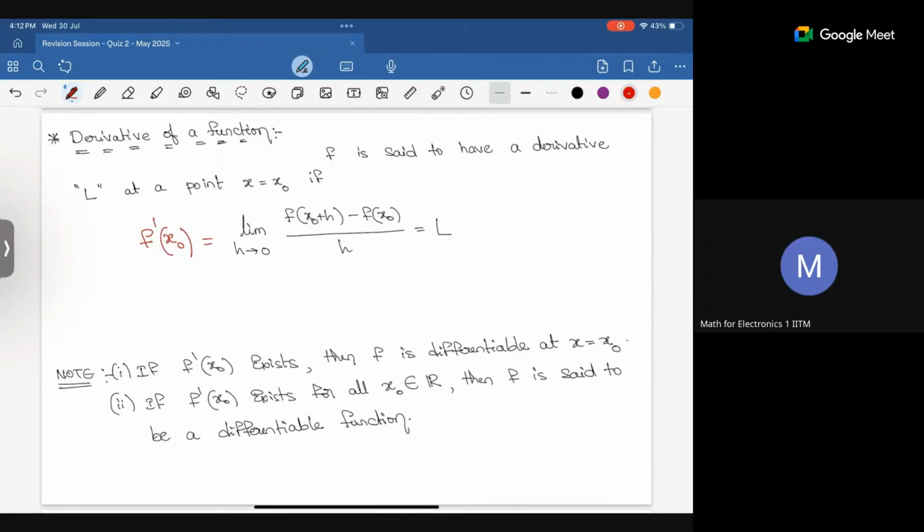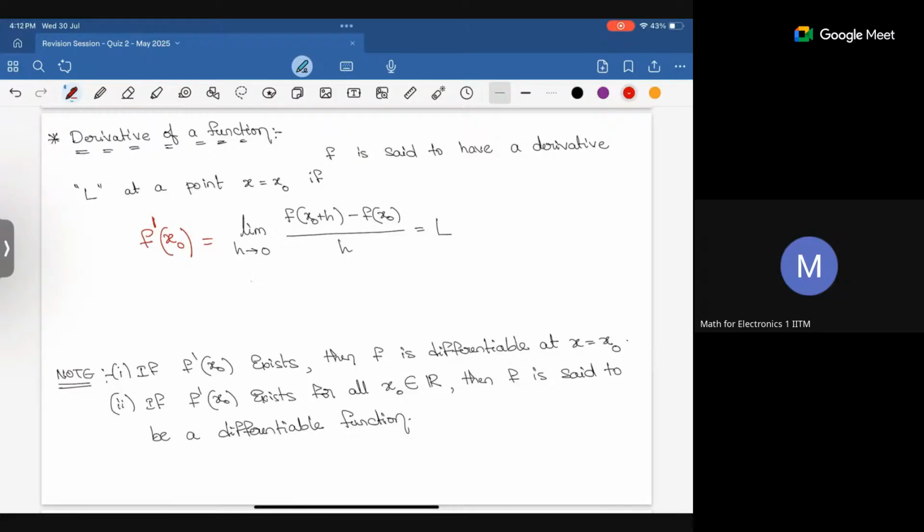This is the notation for the derivative of a function at the point x equals x naught: f with a prime on top of it, f prime of x naught, which equals this limit value. So we have to compute this limit and see whether the limit exists first. If the limit does not exist, then we say the derivative does not exist at that particular point x equals x naught. Since this is a limit, there is always an existence that you have to check, whether that limit exists or not.